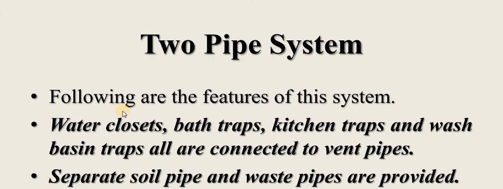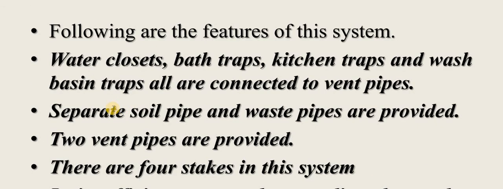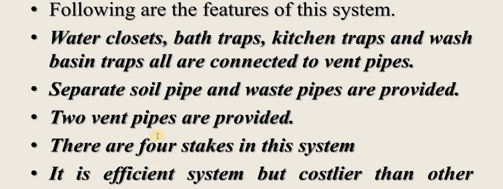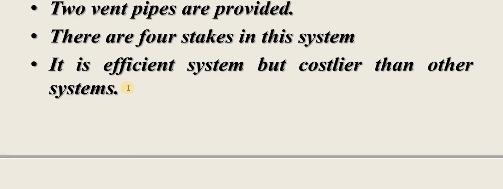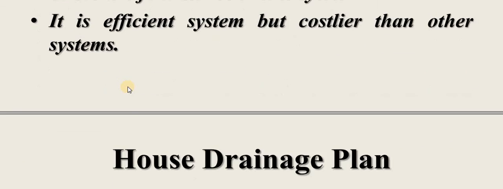Two pipe system: it has two separate pipes, one pipe for the soil and one pipe for the waste. Water closet, bath traps, kitchen trap and wash basins are connected to the vent pipes, and separate soil pipes and waste pipes are provided. Two vent pipes are provided, therefore there are 4 stacks in this system. It is an efficient system but costlier than the other systems.